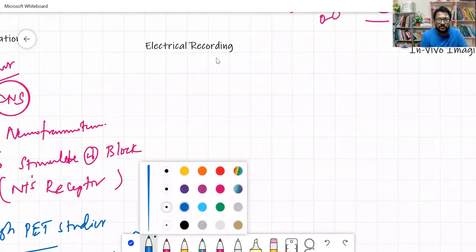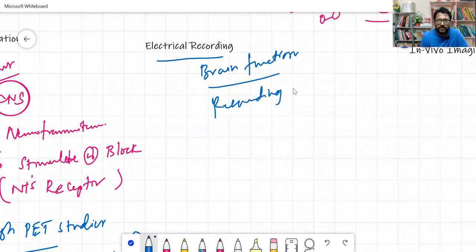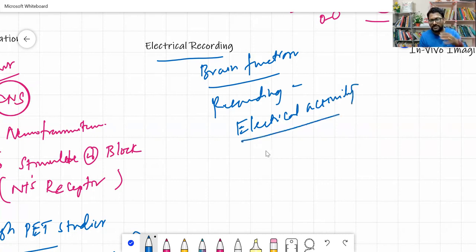When we talk about electrical recording, we are talking about how brain function is studied by recording its electrical activity. Each technique has a different type of approach. That is the take home message actually. In electrical recording, which areas would be located; in topographical studies, which stains are used. This is how you need to be aware of these topics.